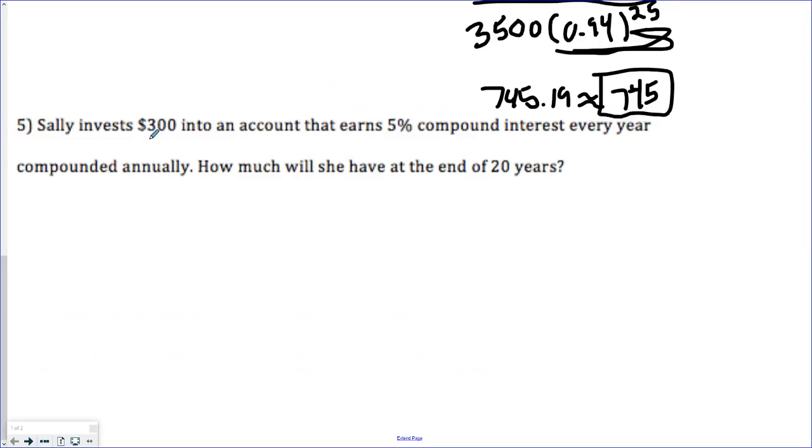Here we have Sally invests $300 into an account that earns 5% compound interest every year, compounded annually. How much will she have at the end of 20 years? So this is a compound interest formula, and it's very similar to the one we just did, but it has its own sort of formula spin-off. So it looks very similar, it's just a little bit different.